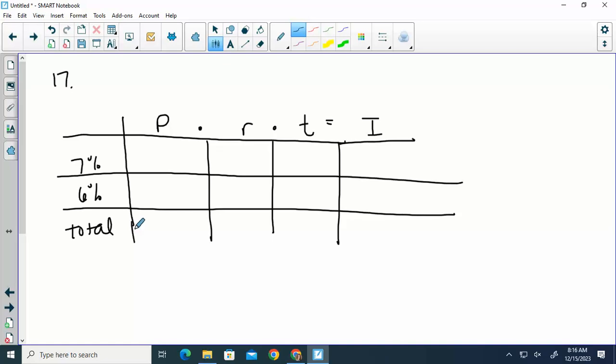So we have some at 7%. Do I know how much? No. But we know it's $22,000 that he has altogether. So that is my total principal. We don't know how much is at 7%. So then we have to figure out the 6%. Can I just call that X as well? No. What do I have to do?